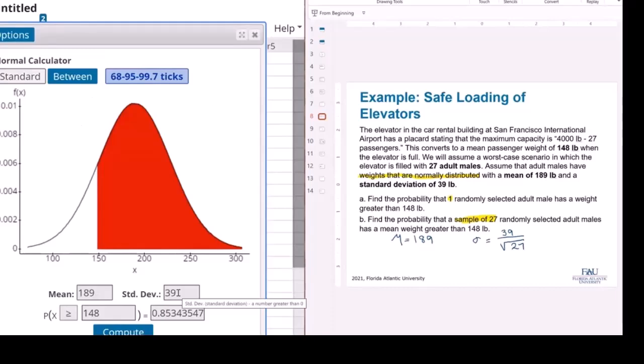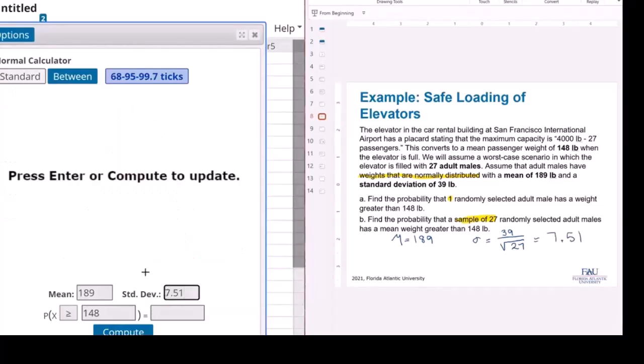Our standard deviation is wrong. Our new standard deviation is 39 divided by the square root of 27, and that is equal to 7.5. I'll just round it up to 7.5. We still want to know the probability that the men's weight is greater than or equal to 148 pounds.